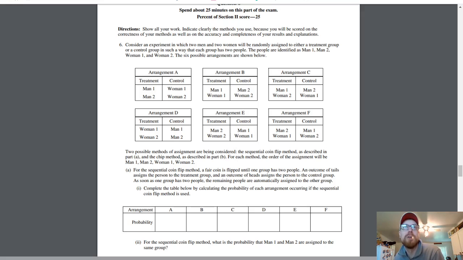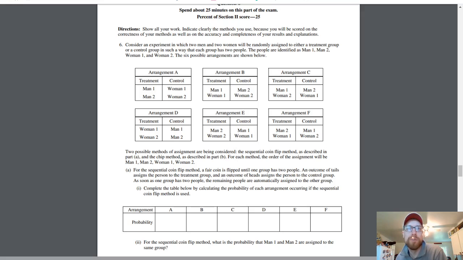All right. Consider an experiment in which 2 men and 2 women will be randomly assigned to either a treatment group or a control group in such a way that each group has 2 people. The people are identified as man 1, man 2, woman 1, woman 2. The 6 arrangements are shown below. 2 methods are being considered: the sequential coin flip, that we'll talk about in part A, and the chip method, that we'll talk about in part B. For each method, the order of assignment will be man 1, man 2, woman 1, woman 2.